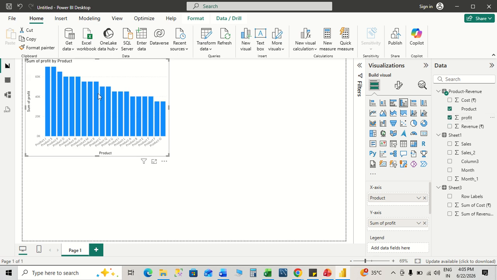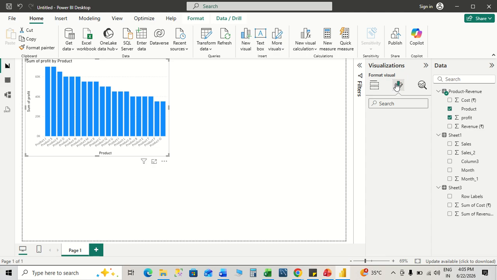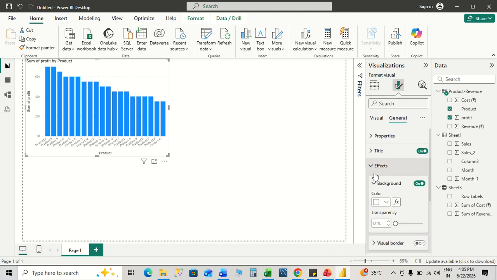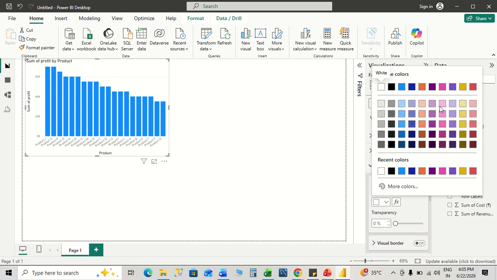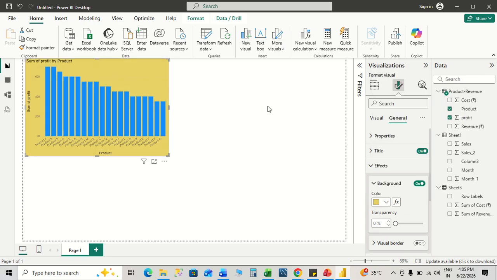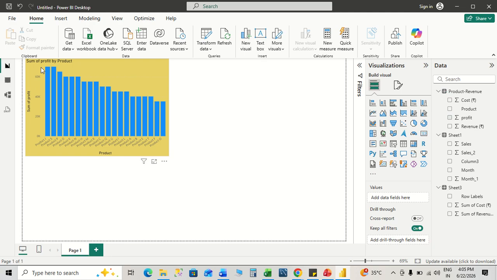So these just change the background color so it will be more attractive. General effect, done. If you want it in bold, you know how to edit this thing, so I'm not going to explain that. You can edit according to your choice.